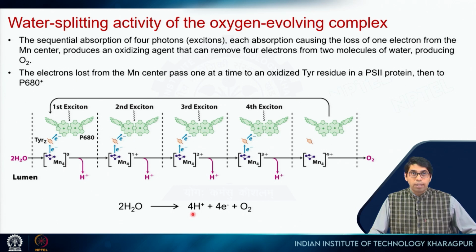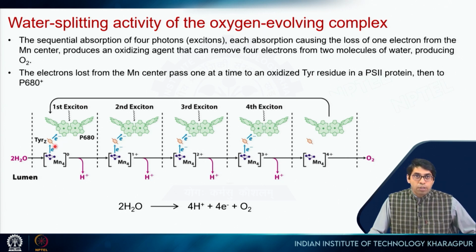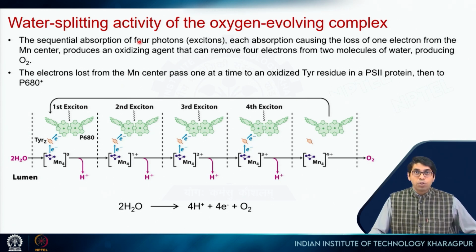and 4 hydrogen ions. The electrons lost from the manganese center pass one at a time to an oxidized tyrosine residue which is shown here, right. So, it passes from this manganese to the tyrosine residue and ultimately to the photosystem 2 protein, right, and then it is passed on as we have seen earlier. So, 4 photons can oxidize 2 molecules of water and produce 1 oxygen molecule and pump 4 protons, right.